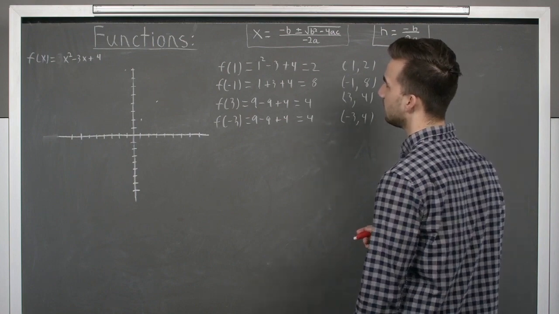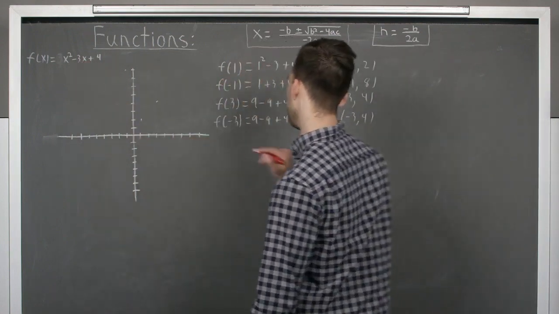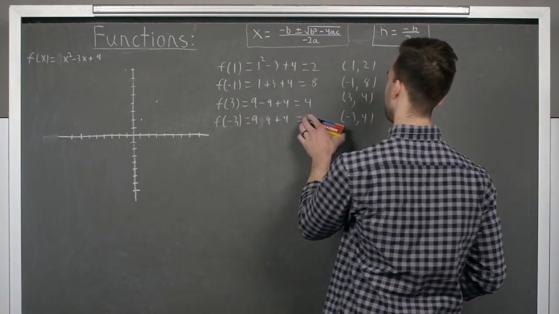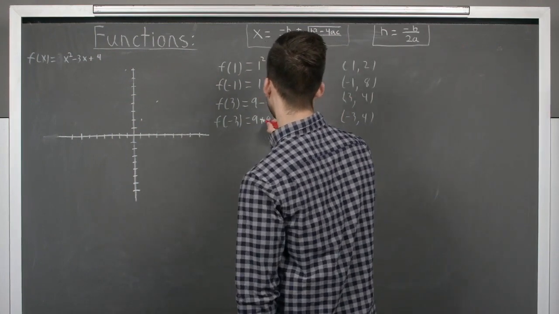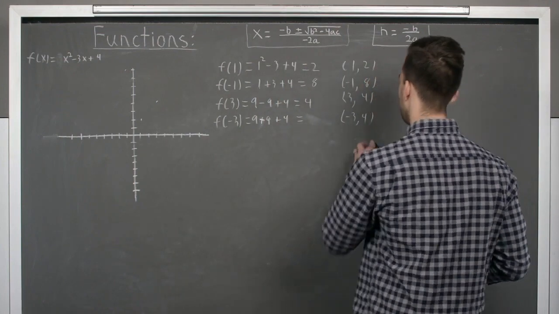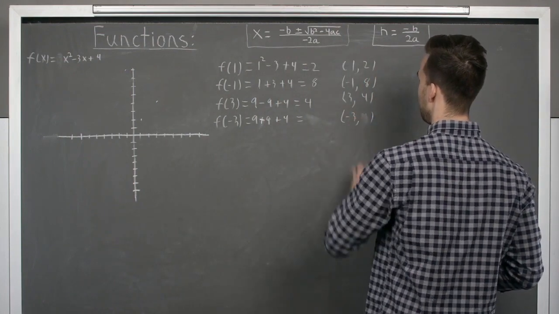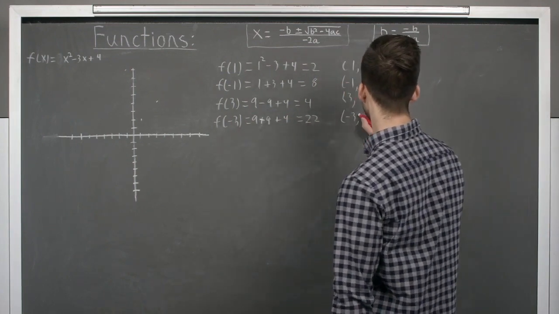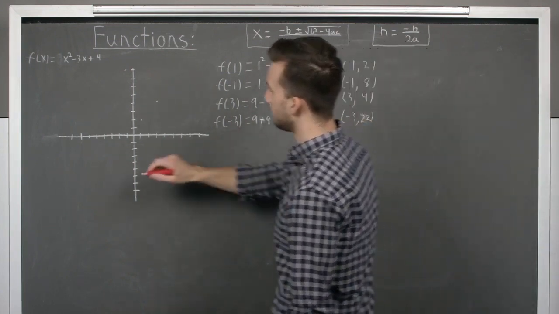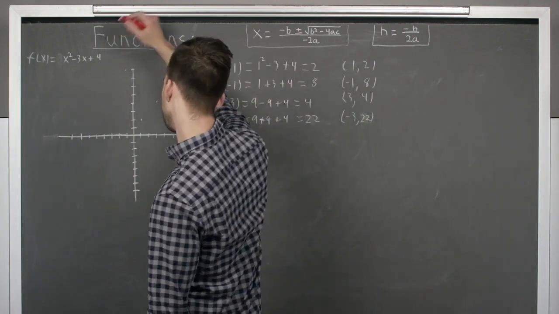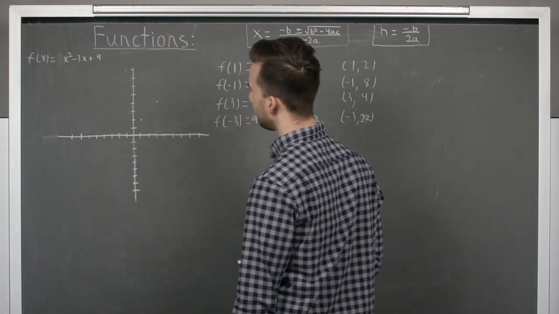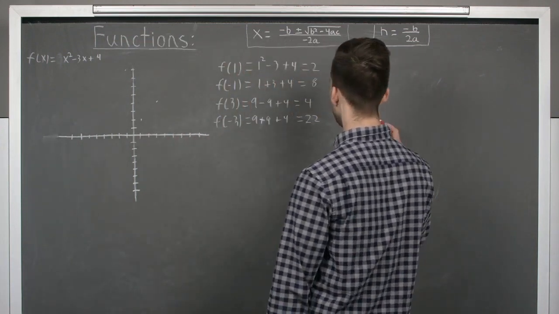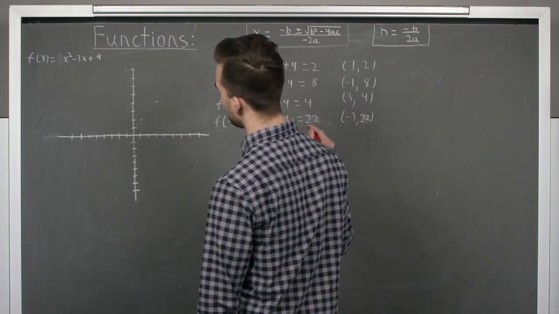Okay. So negative 3 times negative 3 would give us a positive 9. Positive 9. So 9 plus 9 is 18. And then 18 plus 4 is 22. So we don't even have 22 ticks on a graph, but we know it'll be way up here. That gives us 3 points.